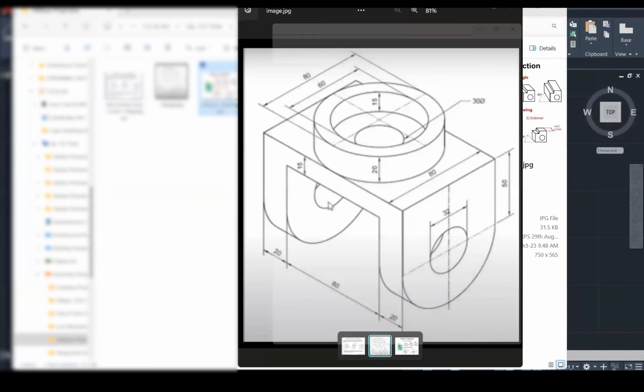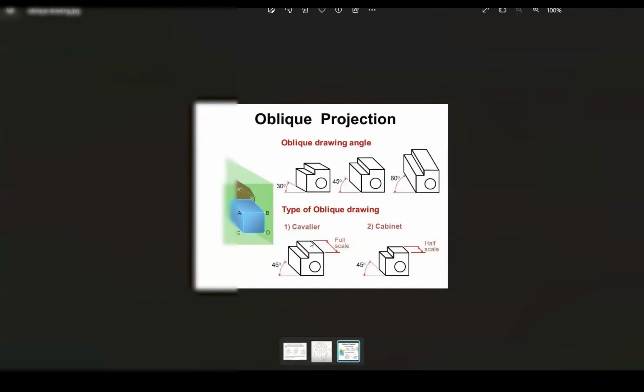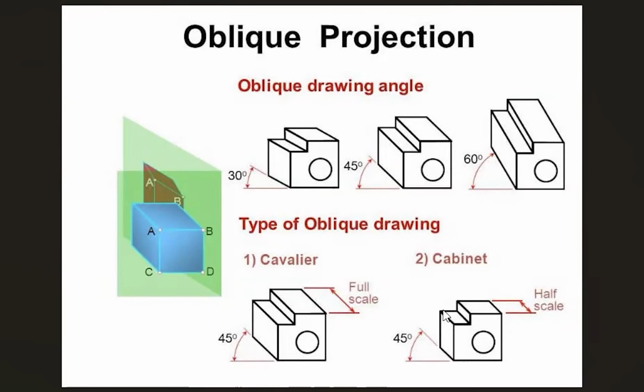But before we go, let's have a look here at the different styles that we just discussed. The full size, full scale Cavalier, and the half size or half scale Cabinet. These are both done using a 45 degree set square. The ones at the top: the first one is done with a 30 degree set square, the second one a 45 degree set square, and the third one is a 60 degree set square.